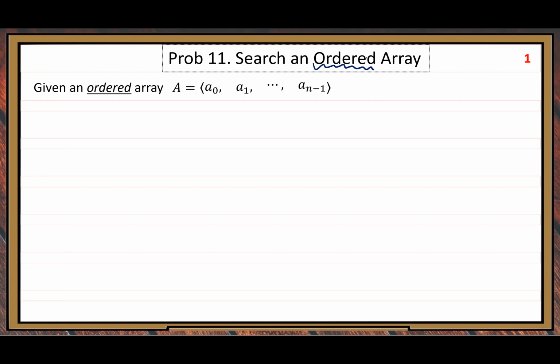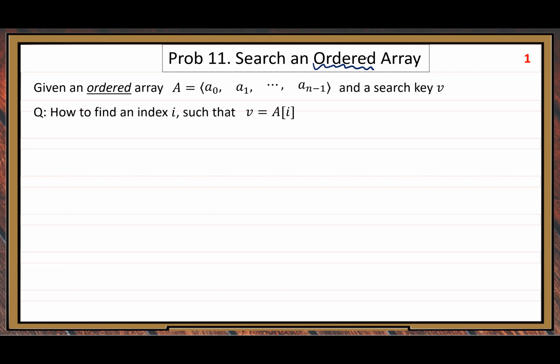Given an ordered array and a search key V. Question: how to find an index I such that V equals A of I? Here you can see this problem description is very similar to the one for our linear search problem. The only difference is we changed the word unordered to ordered array. Only one word change. So we get this problem number 11.